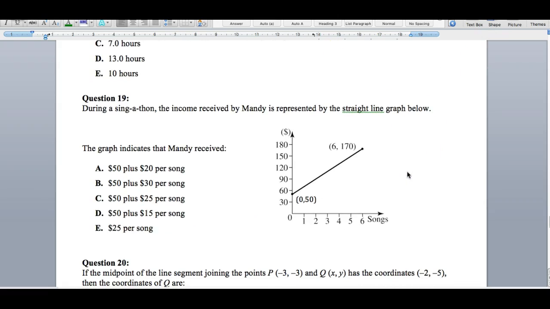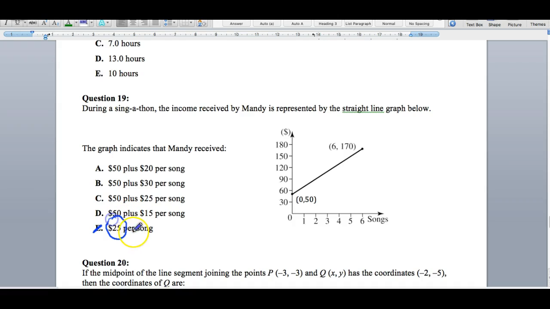Question 19. During a sing-a-thon, the income received by Mandy is represented by the straight line graph below. The graph indicates Mandy received... Your y-intercept is your flat fee. So she gets $50 no matter how many songs she sings. Let's go by process of elimination. She gets $50 plus something. So it can't be E, it's $25 per song. That could be a little bit of an indication if you didn't know what else to do.